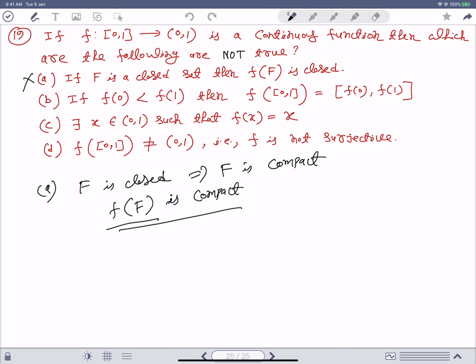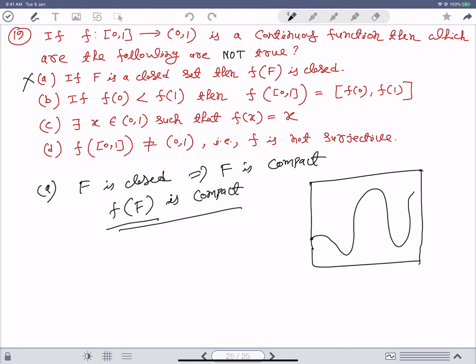Is that statement true? If f of 0 is less than f of 1, then this equals this. No, sir, it is false. Right. Now we can just take this kind of one. It should be the interval infimum of f to supremum of f. Exactly, exactly. So it may happen that it starts from here, right? There is nothing like increasing or decreasing. So it can go like this, and you can stop here.